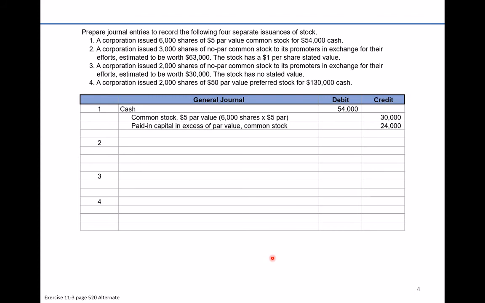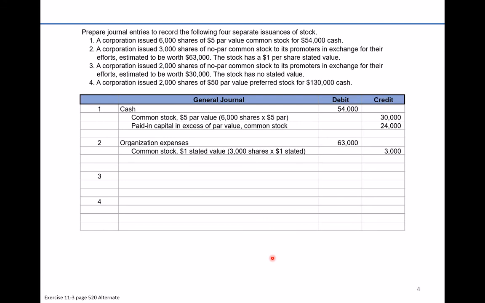Here the company is issuing $63,000 worth of services in the form of stock. The company will take an expense like they would have if they paid for these expenses in cash. They'll still recognize the organizational expenses in the amount of $63,000. But rather than crediting cash, they'll credit for the number of common shares issued at the share's par value. 3,000 shares at $1 each, they'll credit the common stock account for $3,000.